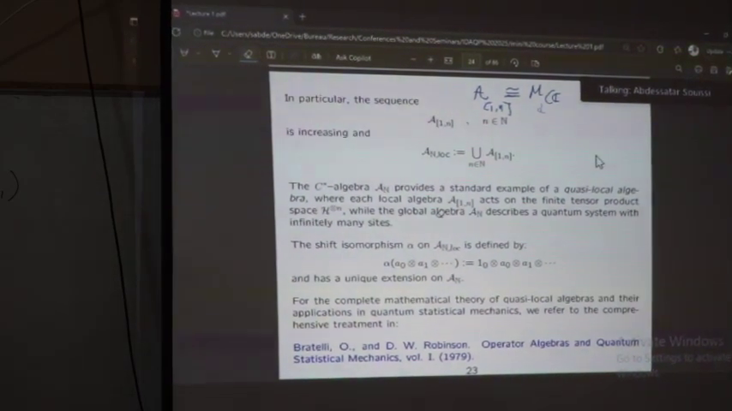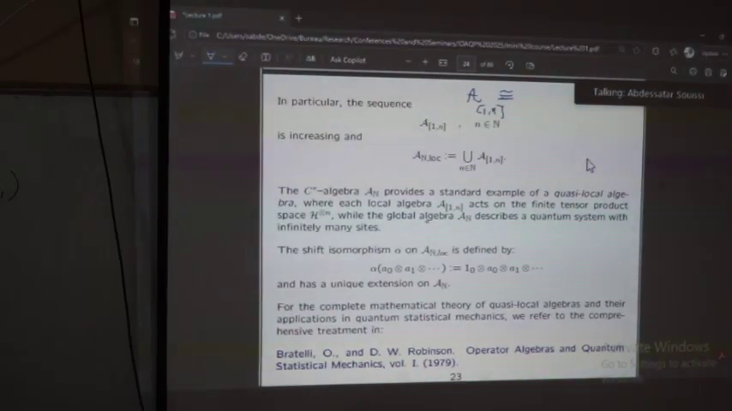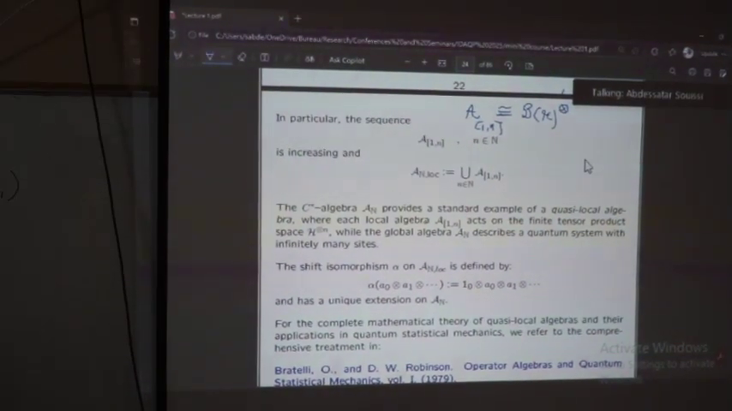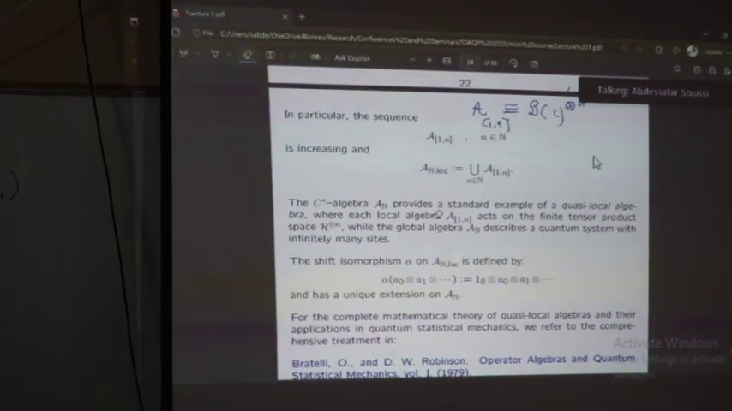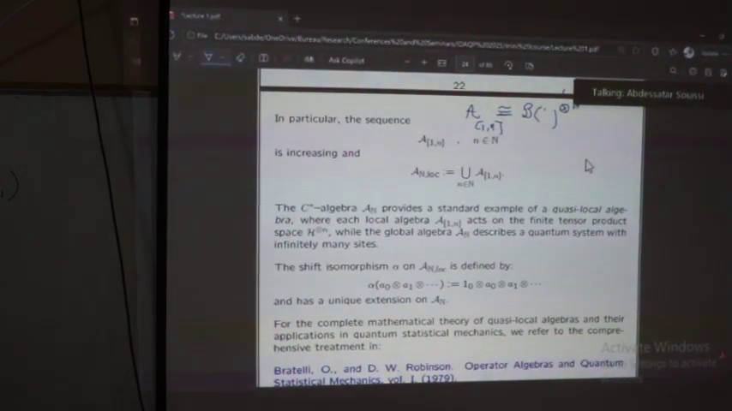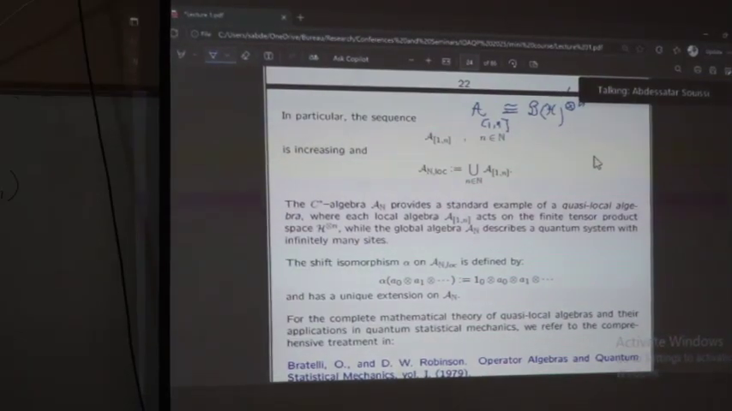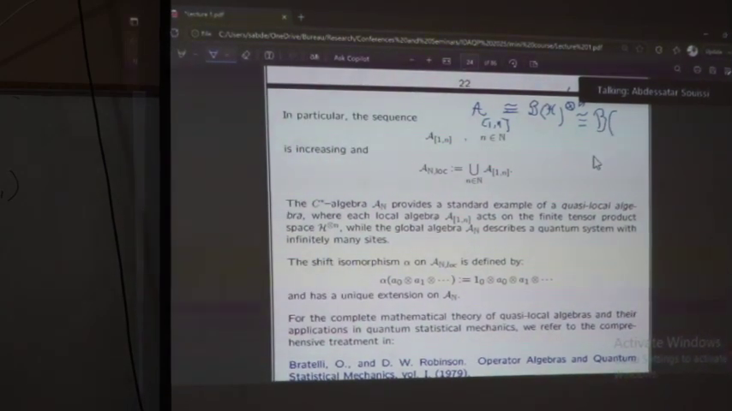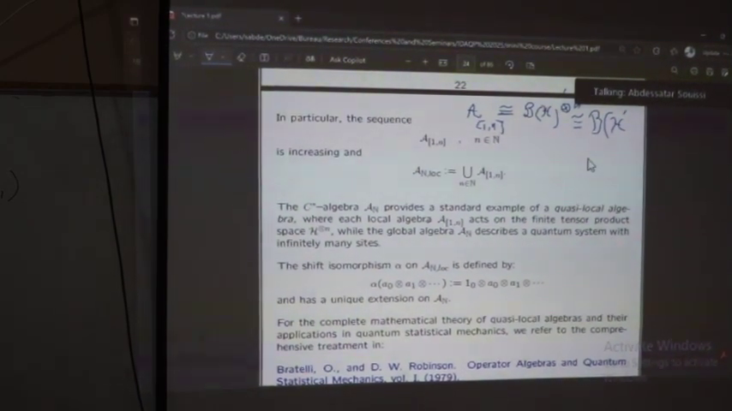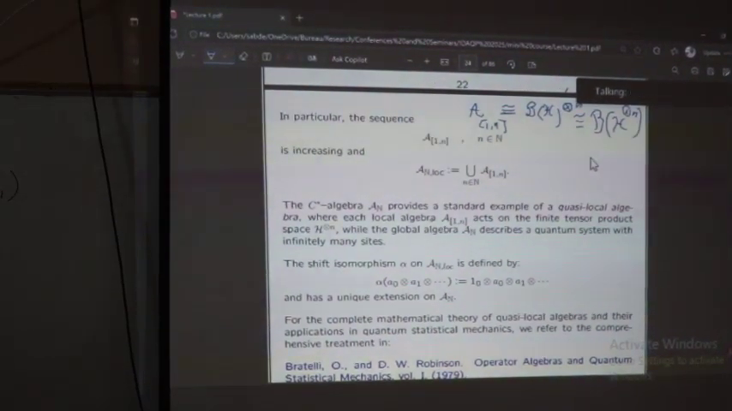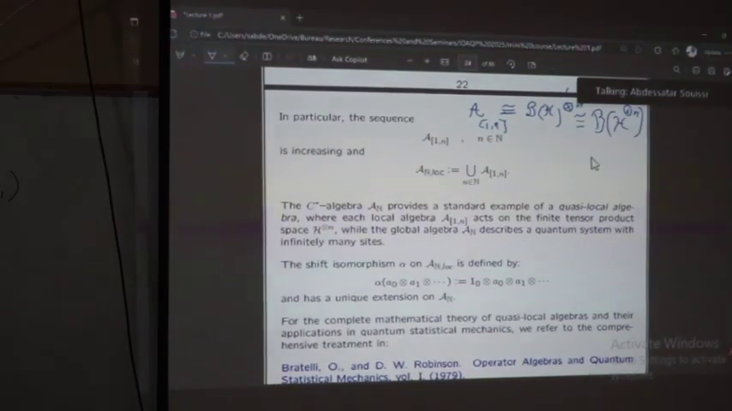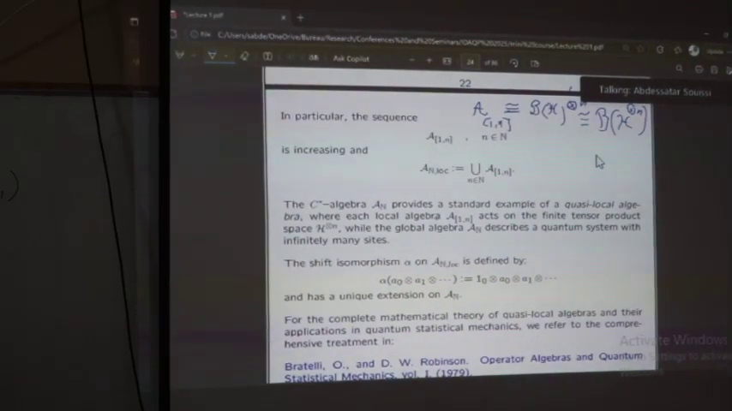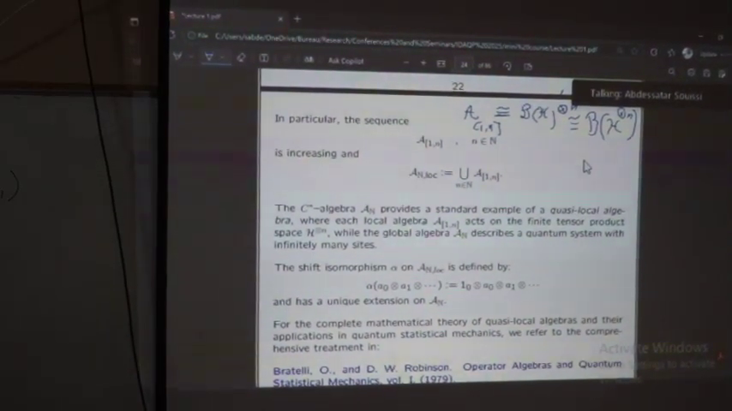And here, since H is finite dimensional, we can see that this is isomorphic to the algebra of bounded operators over the tensor product of n copies of the finite-dimensional space H. And this is very useful to define some classes of quantum chains and to do computation, because it allows us to use both the Heisenberg picture and the Schrödinger picture.